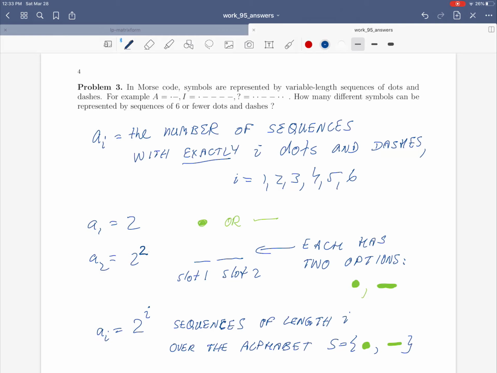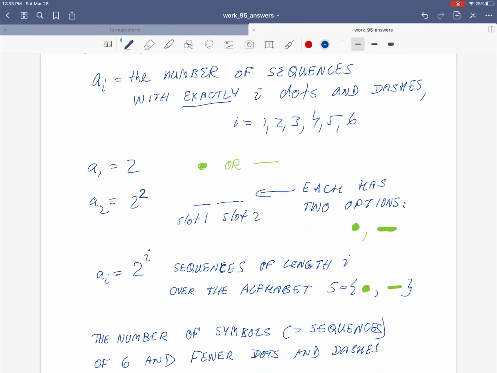So how many different symbols for this problem can be represented by sequences of 6 or fewer dots and dashes? Again, we will divide into sub-problems, because we know how to count strings with a fixed number of symbols in them, not variable. So A sub i will be the number of sequences of dots and dashes with exact length i. And A1 is 2, either dot or dash.